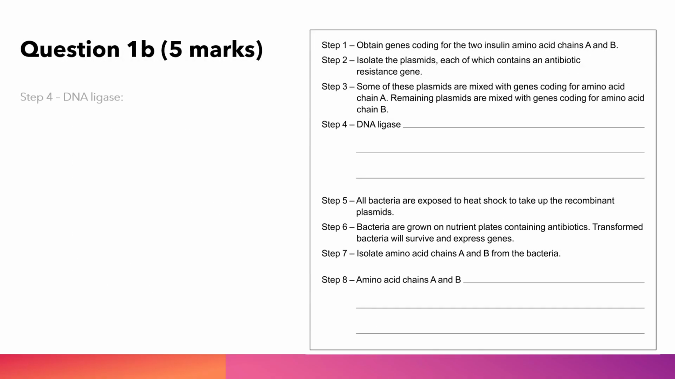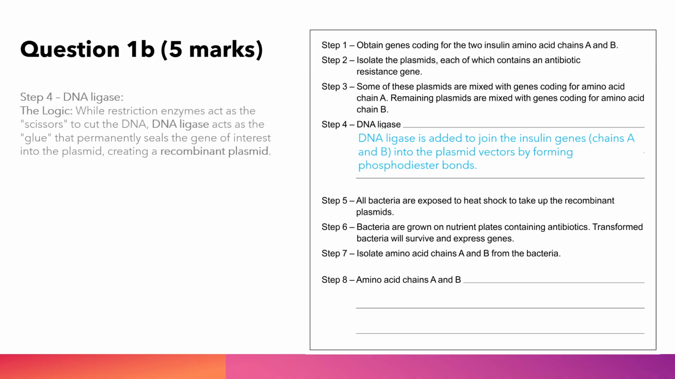Step 4: DNA ligase. The answer: DNA ligase is added to join the insulin genes, chains A and B, into the plasmid vectors by forming phosphodiester bonds. The logic: while restriction enzymes act as the scissors to cut the DNA, DNA ligase acts as the glue that permanently seals the gene of interest into the plasmid, creating a recombinant plasmid.